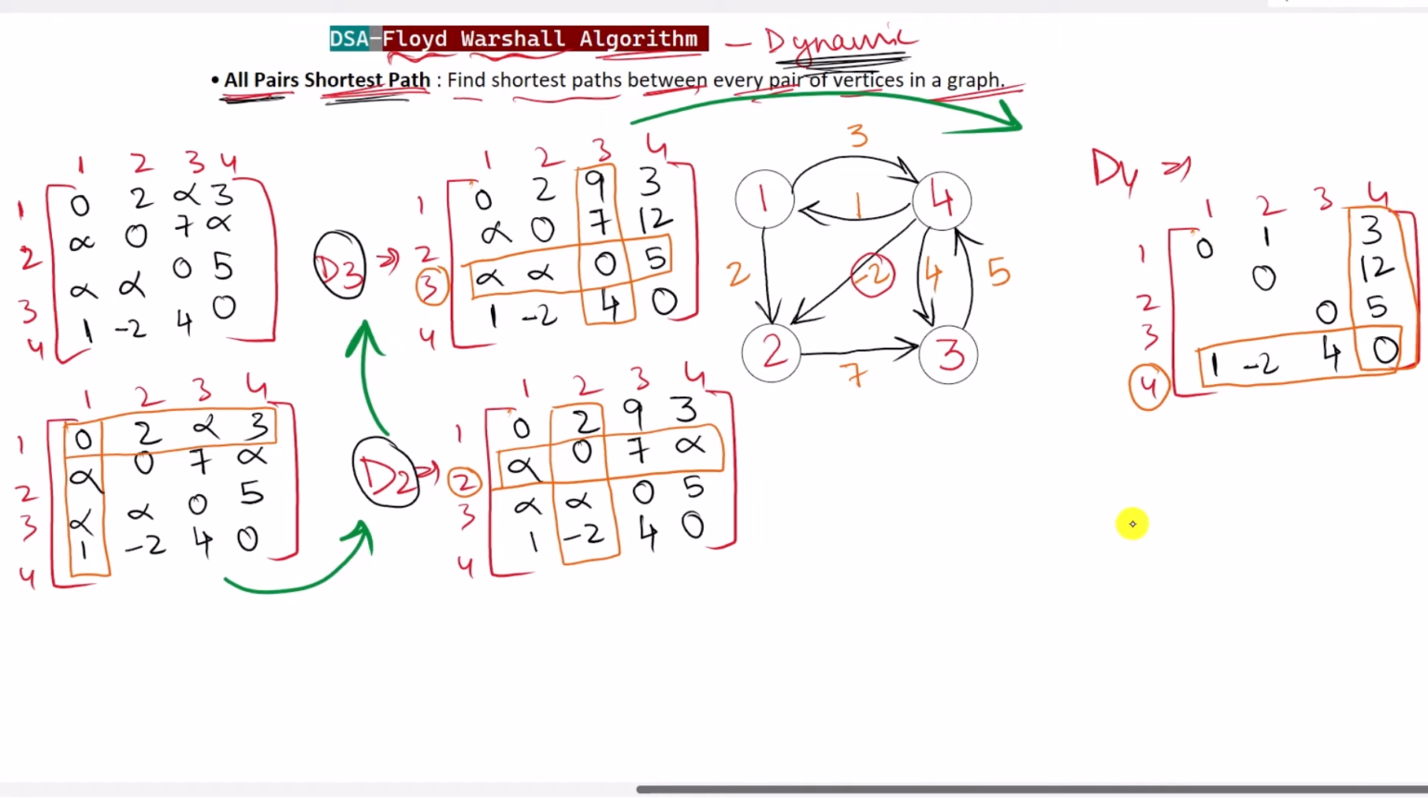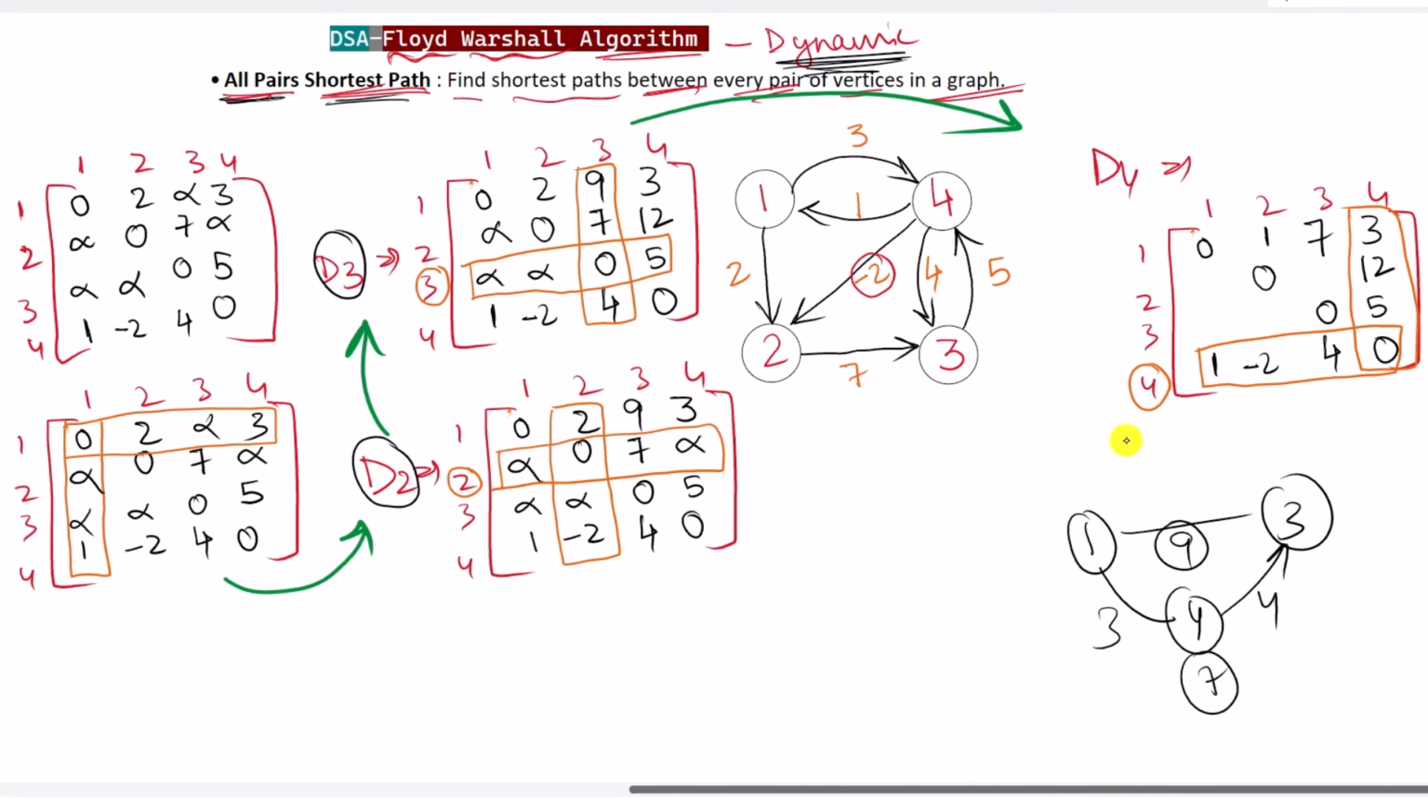So next from 1 to 3, we have the cost as 9, that is the direct cost. Now we're gonna take this vertex 4 as the intermediate vertex. From 1 to 4 we have the cost as 3, from 4 to 3 we have the cost as 4. So here 7 is better than 9, so that means here we're gonna have 7. So this way we have to fill all of the other positions. So we are done with the D4. This D4 matrix is the all pair shortest path matrix.